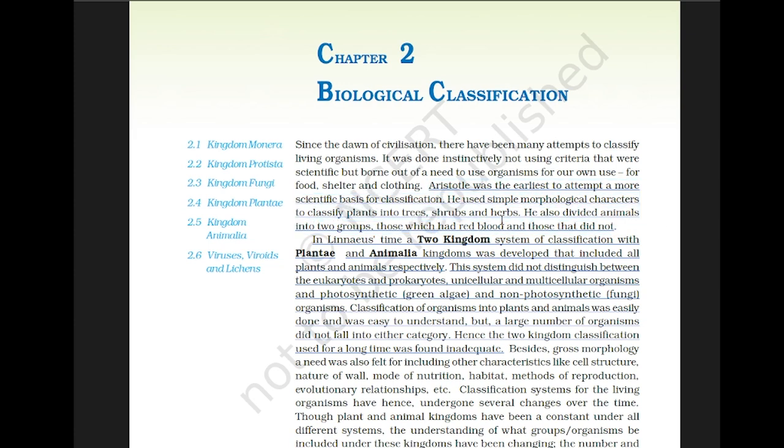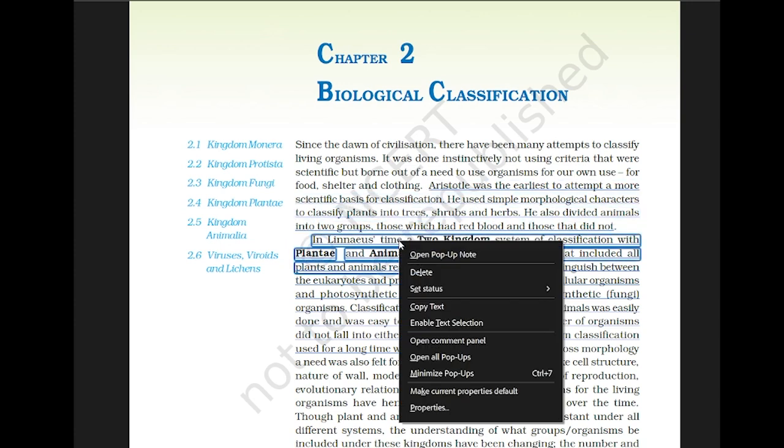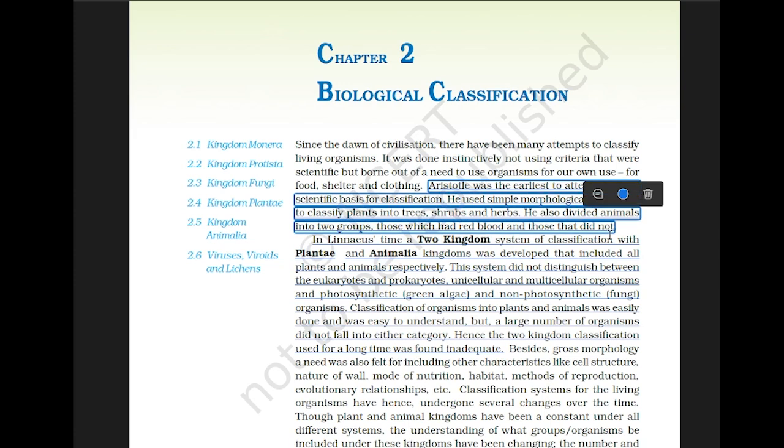And he classified animals into 2 groups. They are red blood and non-red blood organisms. This is the simple classification of Aristotle. However, his method was very simple and not fully accurate. So, later we followed a 2-kingdom classification. That 2-kingdom classification was introduced by Carl Linnaeus. In Malayalam, it is called Dvilōka Vargīkaraṇam, the 2-kingdom classification, which was proposed by Carl Linnaeus.